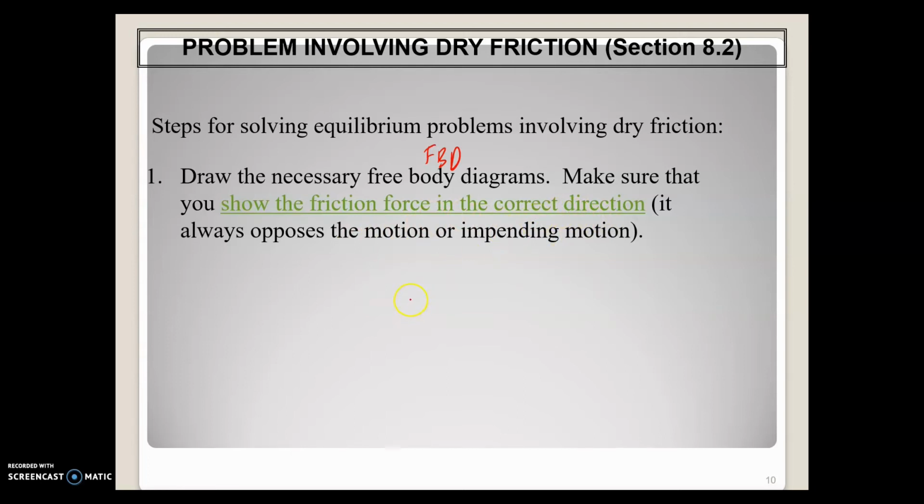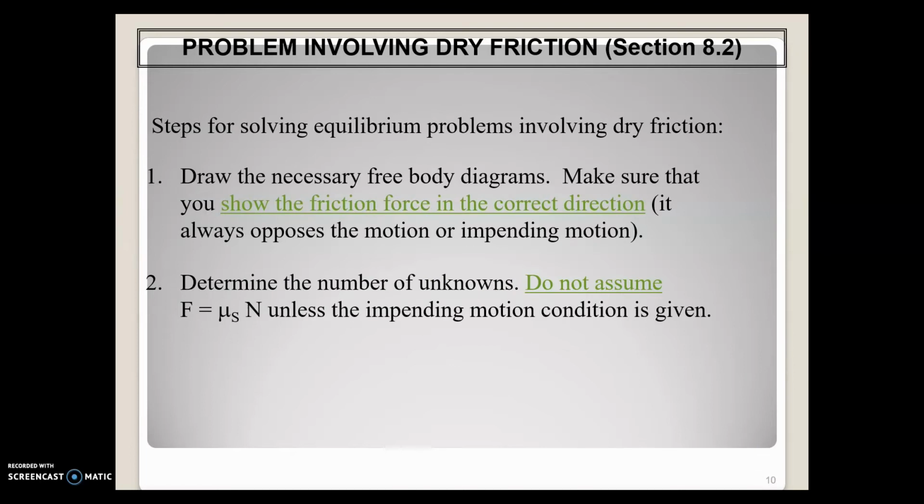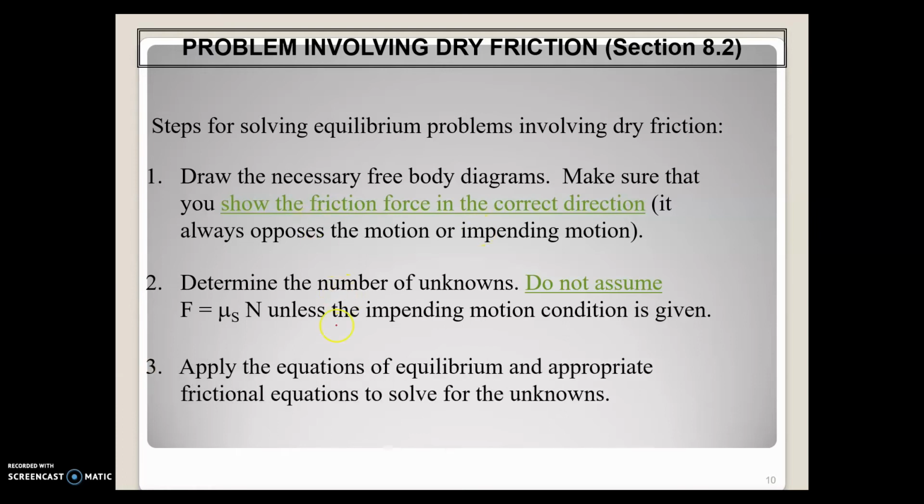Okay, di mana awak tahu dia nak jatuh ke bawah and automatic dia akan bertentangan. Force dia akan move bertentangan. Dia parallel tapi dia bertentangan. Oppose the motion. Okay? Number 2, determine the number of unknowns. Once you dah draw FBD, you determine pula number of unknown awak. Do not assume F equal to mu S N unless the impending motion condition is given. Alright. Third, apply equation of equilibrium and appropriate frictional equation to solve the unknowns.